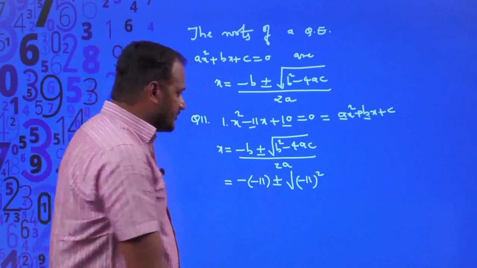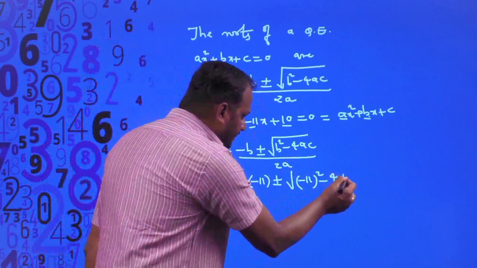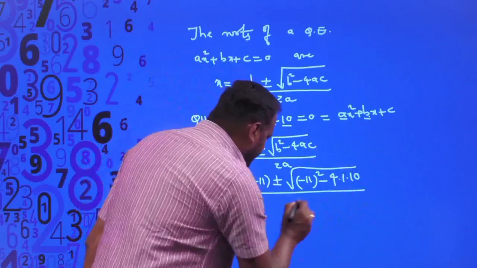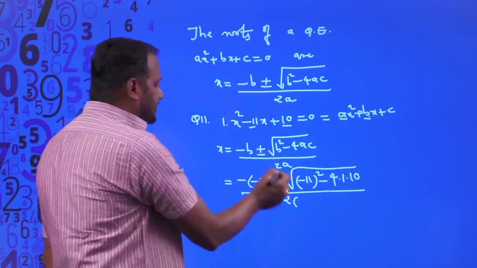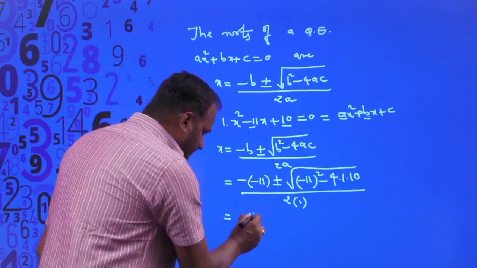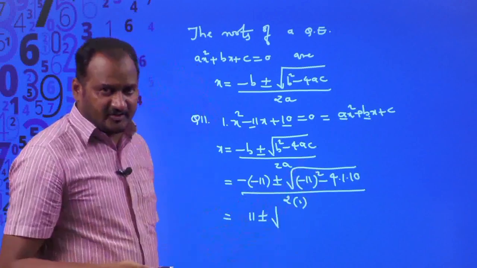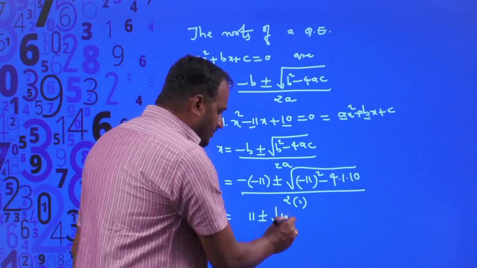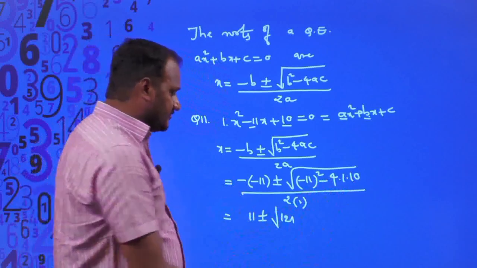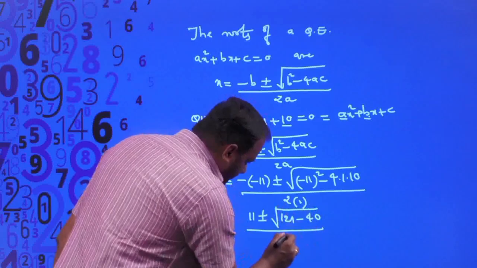So minus 11 whole square minus 4 times a. A is going to be 1, so 4 into 1 into c. C is going to be 10. So whole divided by 2 times a, that is 2 times a is equal to how much? A is equal to again 1. Correct? Which is equal to negative of negative 11 is equal to 11 plus or minus square root negative 11 whole square. Negative square is equal to positive and 11 square is equal to 121. And then minus 4 into 1 into 10. 4 into 1 is equal to 4, into 10 is equal to 40. So that minus 40 whole divided by 2 into 1 is equal to 2.